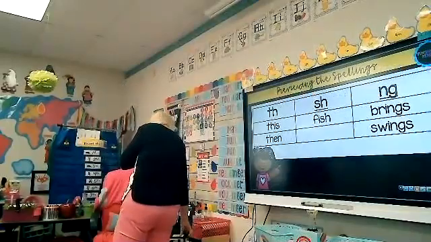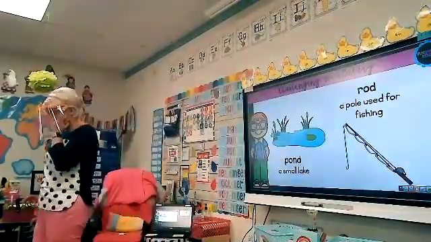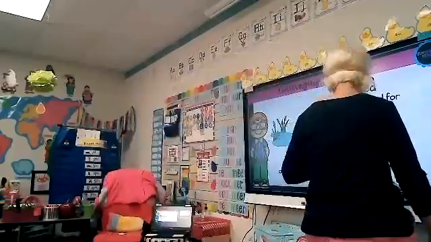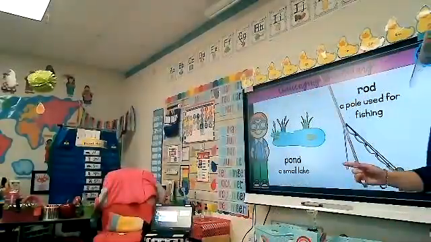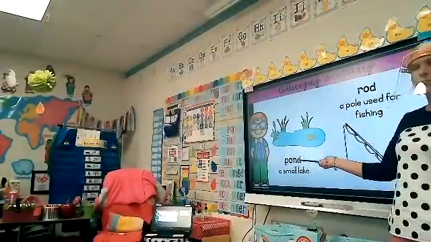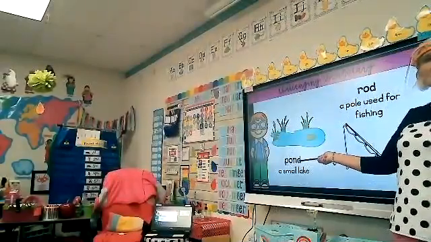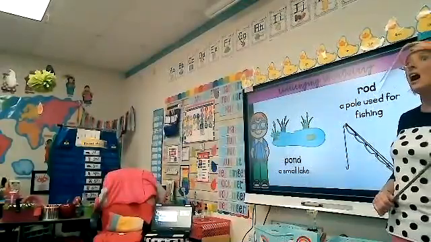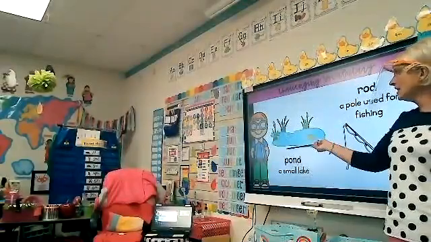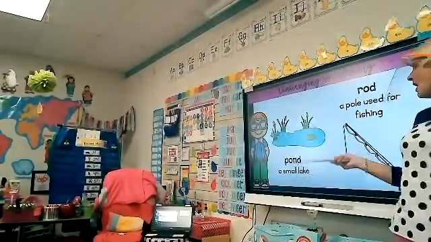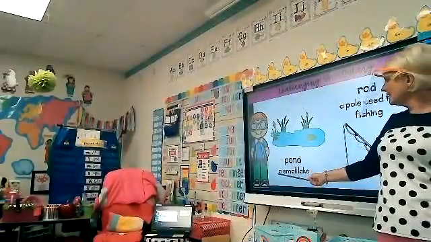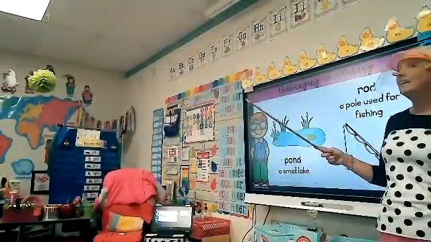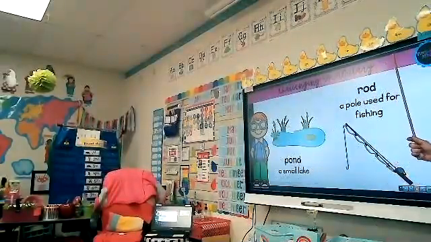Now, let's look at these vocabulary words. Who thinks they know what this word is? Kanan, what do you think that word is? Pond. That's right. And you can look right here and see that it is a pond. A pond is a small lake. You guys agree to that? Yes. Good.